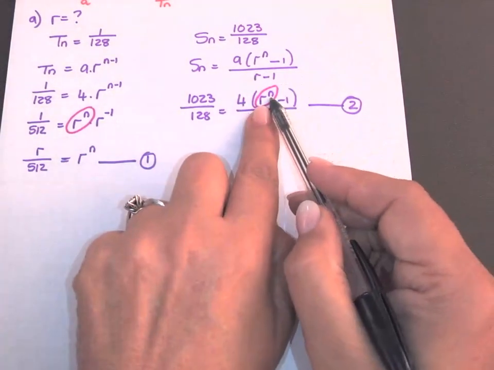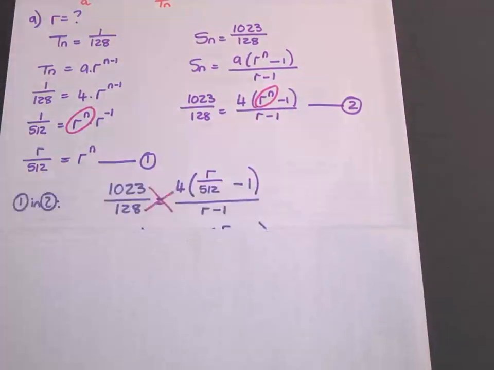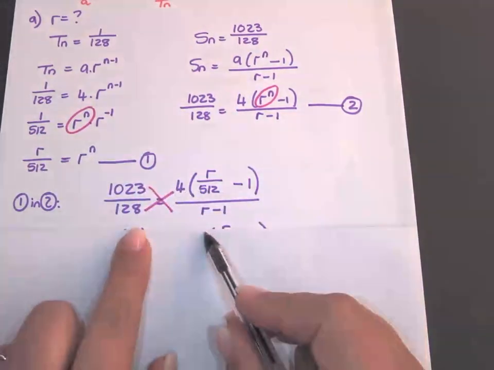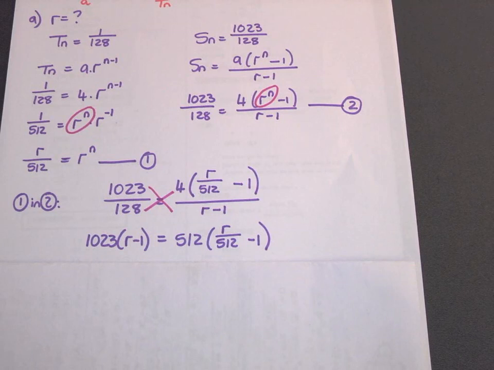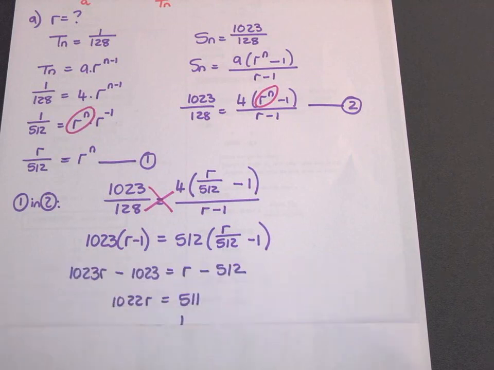I'm going to substitute it in there. Then you have two fractions with the equal sign in the middle. Another tip, if you have two fractions and it's one term, you can cross multiply to get rid of the fraction. So that's what I did. Now you multiply all the brackets in, solve r, and you get r as a half. Okay. Any questions here?